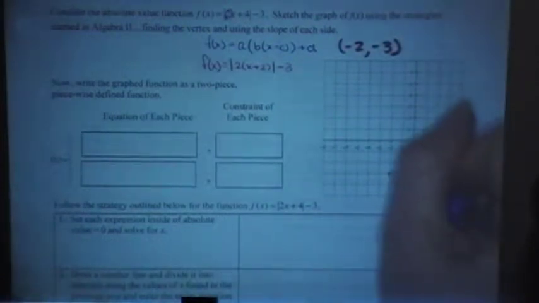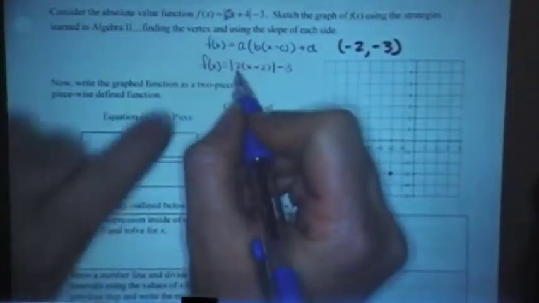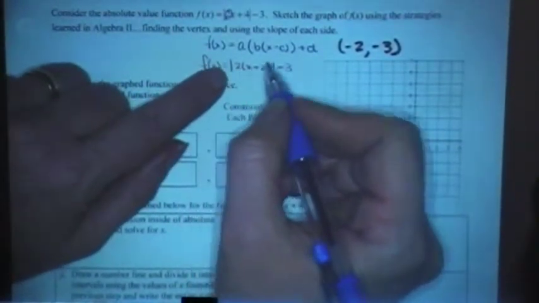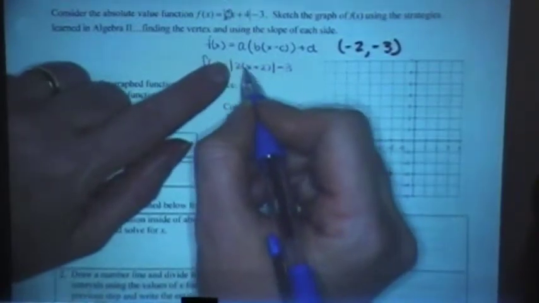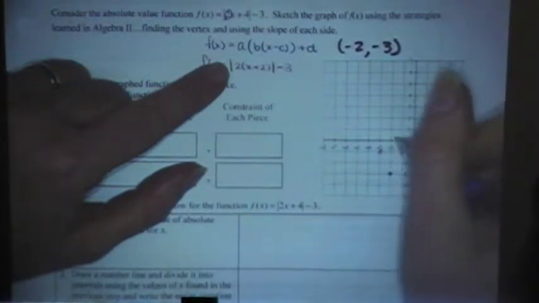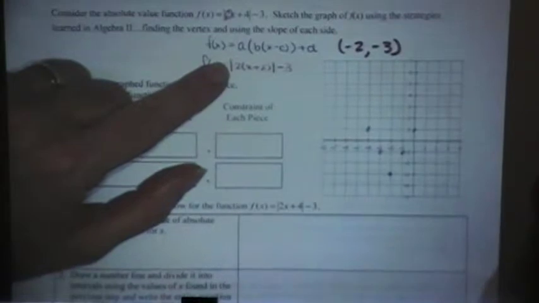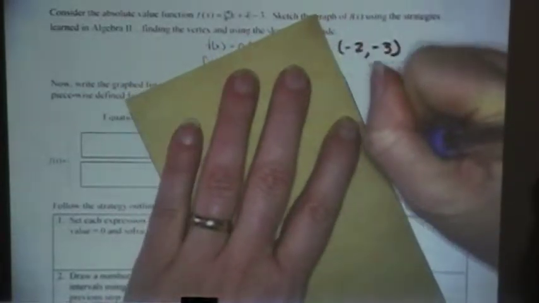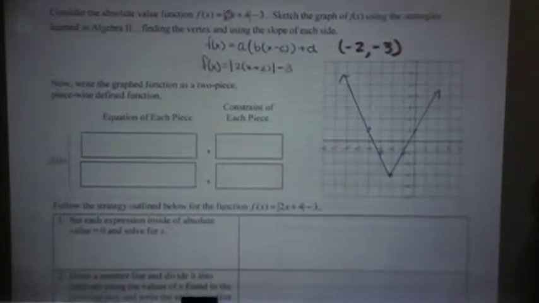That's my vertex. Now this value, because it's grouped with x, is a horizontal compression, which is also going to look a lot like a vertical stretch. It's kind of like a slope. So I know I'm going up 2 over 1, and that would be in both directions because this is an absolute value. So I can put those points, and then if you have a straight edge, you can draw it with a straight edge. You don't have to be perfect here, but it would look like this, like a V. So there's my absolute value function based on what I remember from Algebra 2.